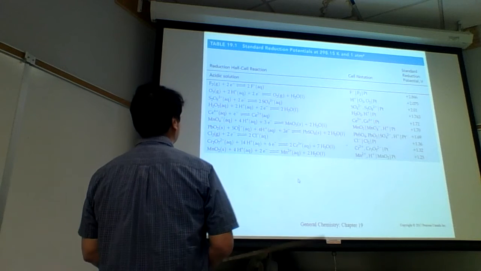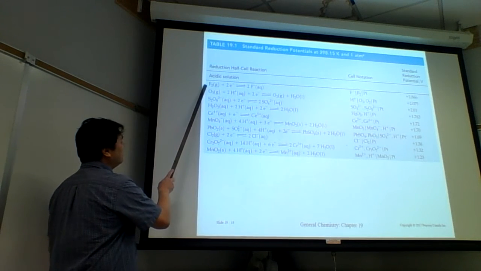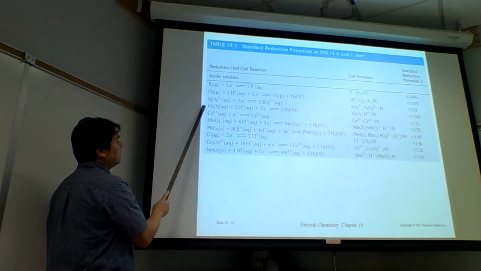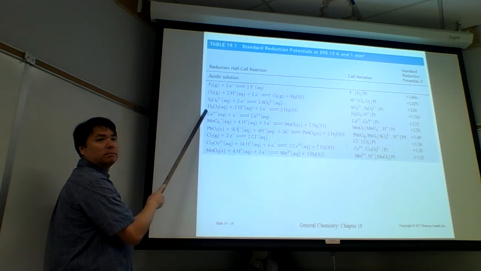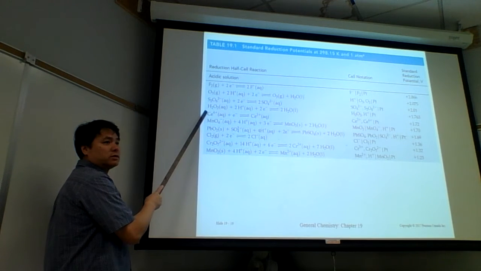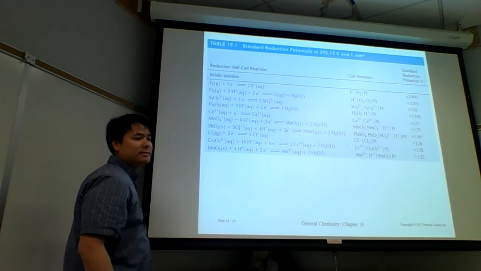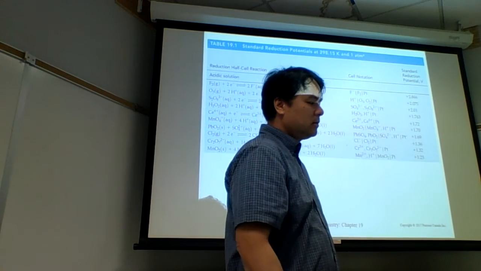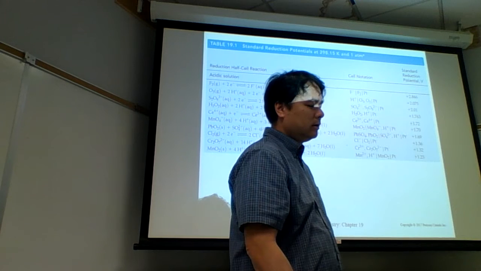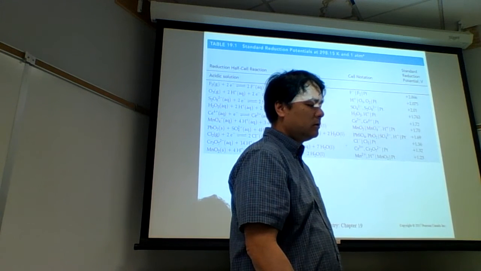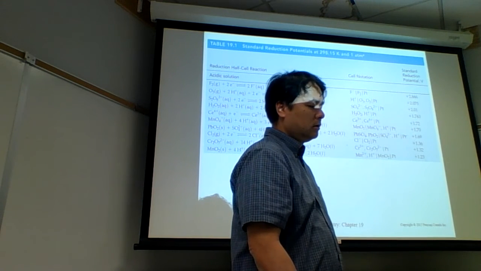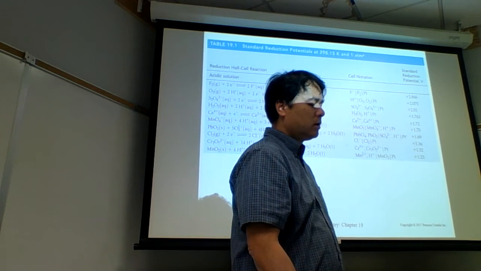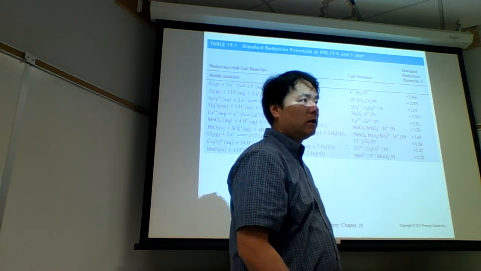If you look at our chart, fluorine is number 1. Hydrogen peroxide is number 4. It's in the top 5. I mean, at least you should know some of these, although some of these aren't that common. S2O8 2- isn't very common, but you should know the common ones. Fluorine, ozone, hydrogen peroxide, permanganate, very powerful oxidizers.